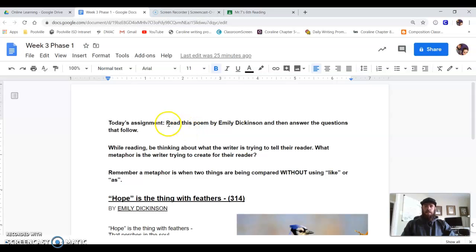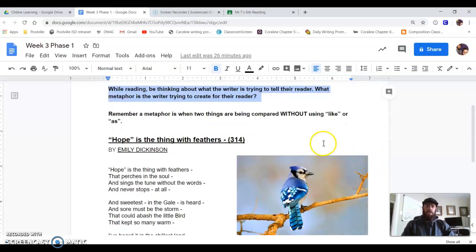So today's assignment, read this poem by Emily Dickinson and then answer the questions that follow. While reading, be thinking about what the writer is trying to tell the reader. What metaphor is the writer trying to create for their reader? So again, as a metaphor, I put it on the next line. Remember, a metaphor is when two things are being compared without using like or as.